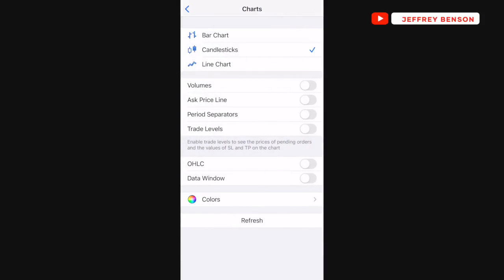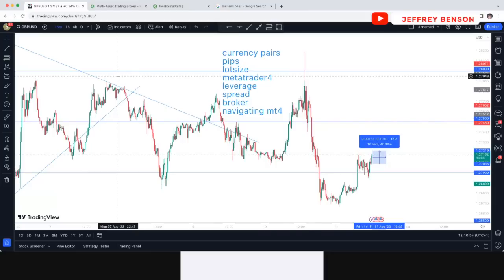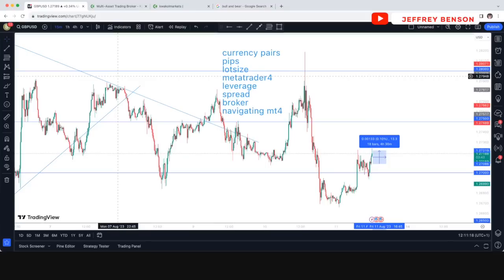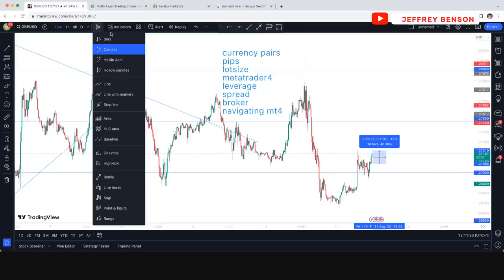It's just fine. I love to select candlesticks. Candlesticks is this type of candle you're seeing here. These candlesticks tell you more information. We have different types of charts. We have candlesticks, line chart, bar chart. On TradingView too, we have candlesticks, line chart, bar chart. In TradingView, you have more options, like hollow candles and so on.